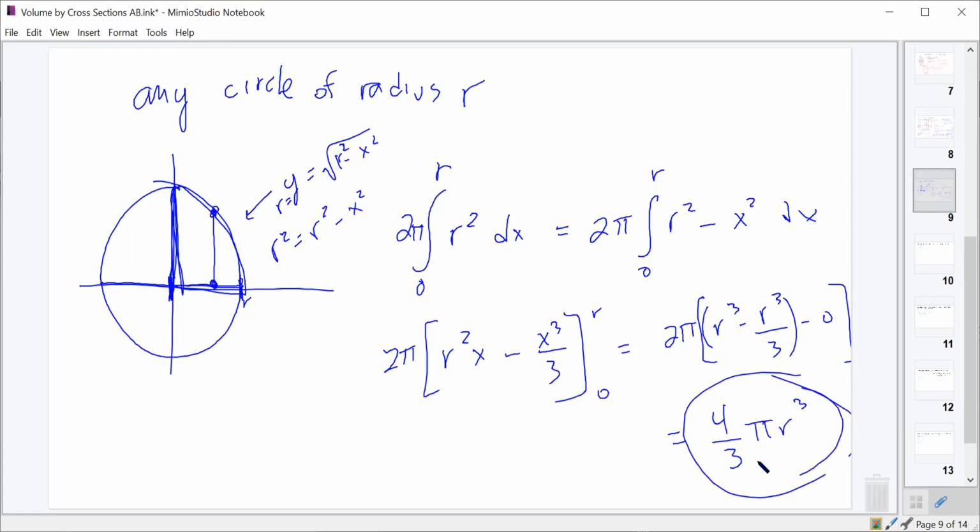And that's where that formula comes from. It comes from taking a quarter of the circle, revolving it around the x-axis, and then doubling it to get the full sphere. That's how that formula was originally developed. That's why 4/3 pi r cubed works for any sphere. Right? Isn't that neat?